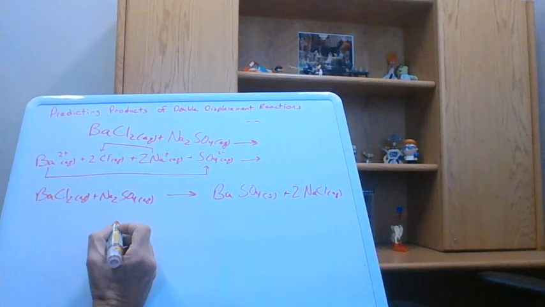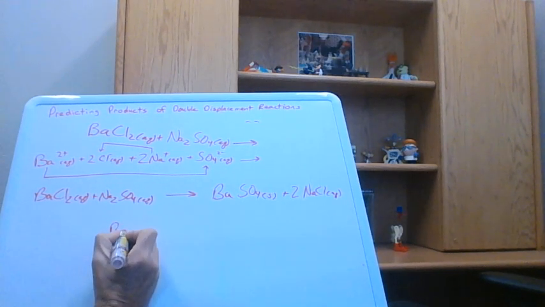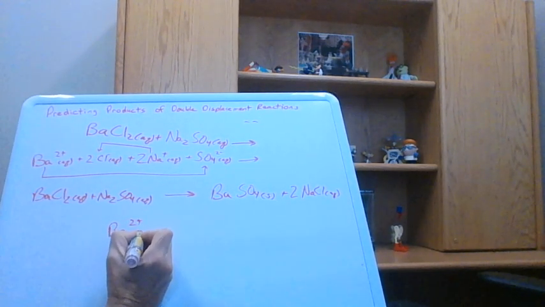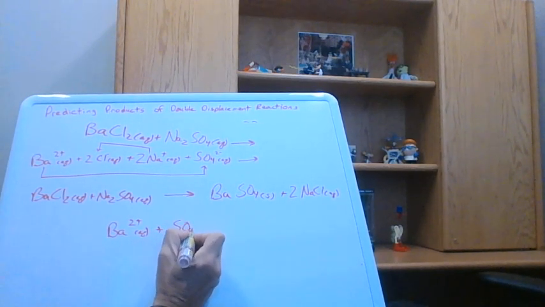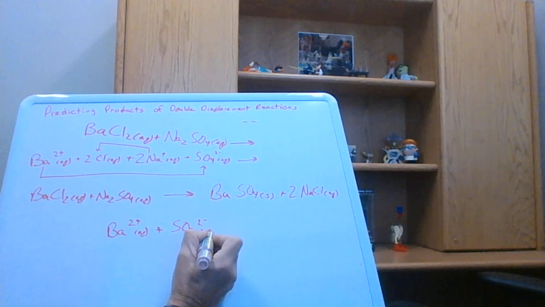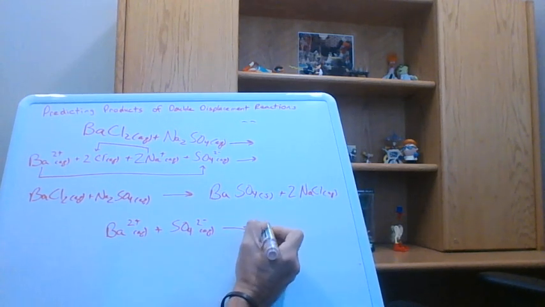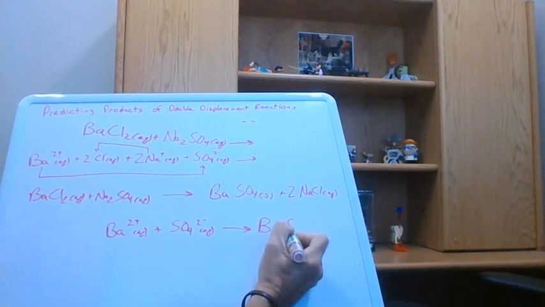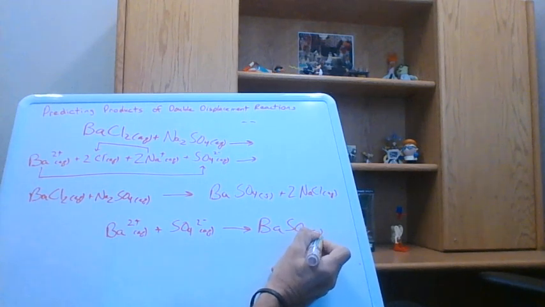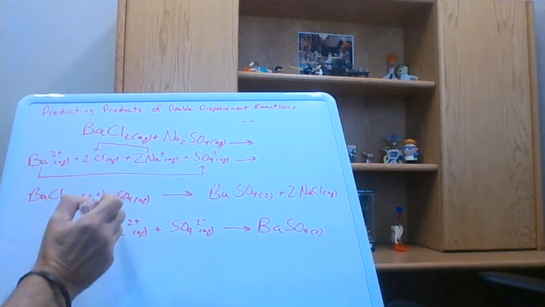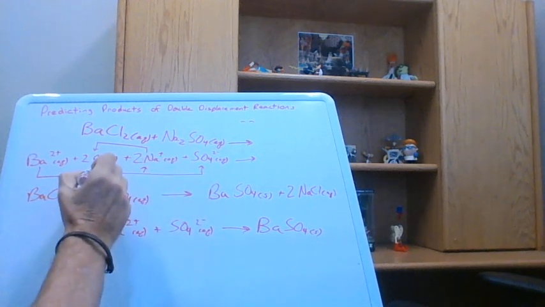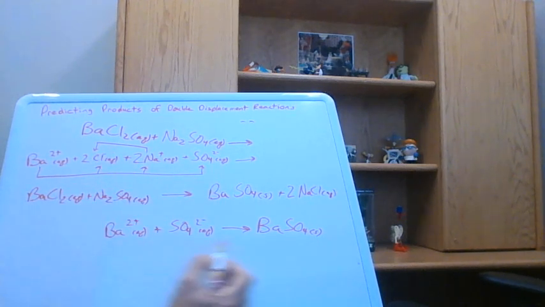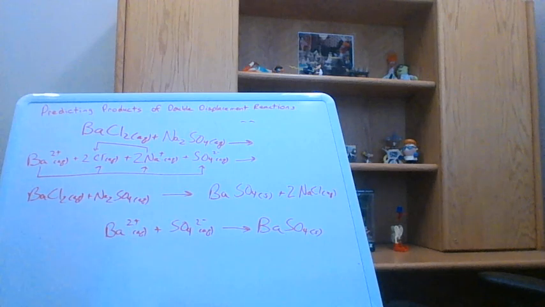So our overall net ionic equation is we just have our barium aqueous, and we're adding it to our sulfate aqueous, and we're getting solid barium sulfate. So again, our spectator ions here, our sodium is not doing anything, and our chloride is not doing anything. This is the net ionic equation.